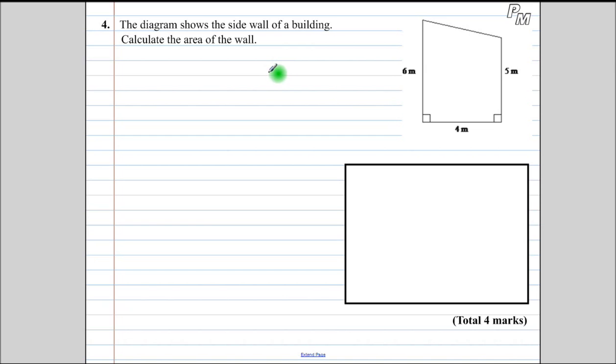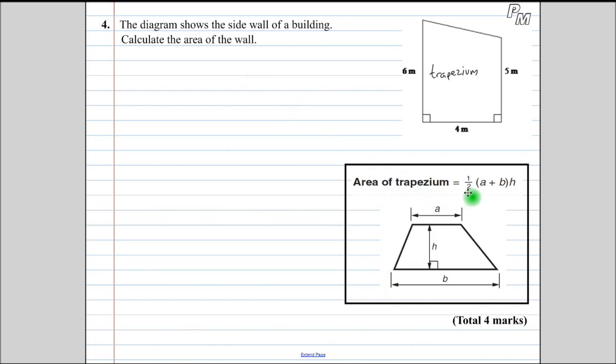Question 4. The diagram shows the side wall of a building. Calculate the area of the wall. Well, the shape of this wall here is a trapezium. And if you look in the front of any GCSE exam, in the formula book, you will see this. It says area of a trapezium is half of A plus B multiplied by H, where A and B are the short side and the long side in the trapezium that are parallel to each other, and H is the height of the trapezium. So on my diagram, here are my parallel sides.